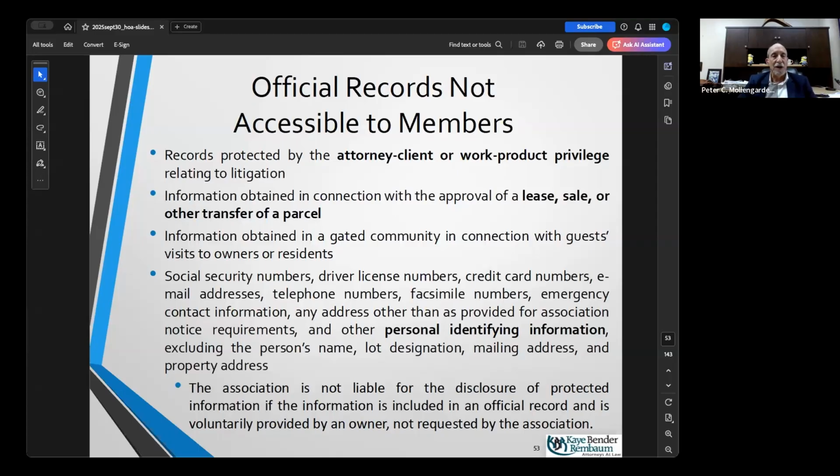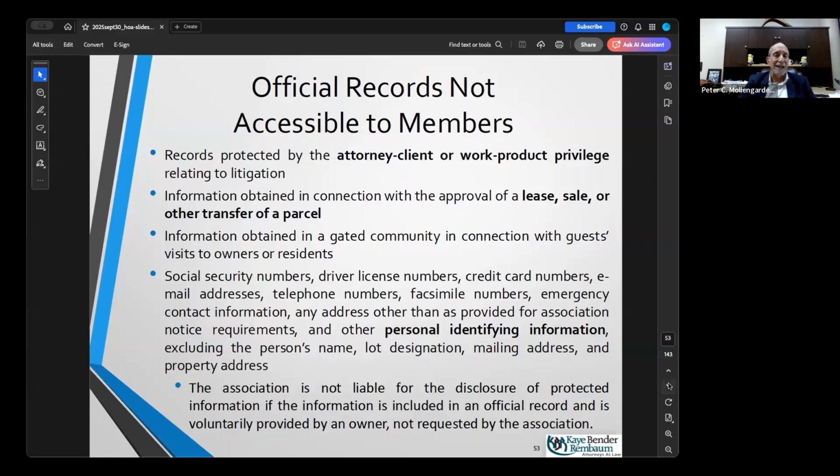Social security numbers, driver license numbers, credit card numbers, email addresses, telephone numbers, fax numbers, emergency contact information, any address other than as provided for association notice requirements, and any other personal identifying information, not including the person's name, lot number, mailing address, and property address. So you'll notice that includes phone numbers and email addresses. All that is privileged and not accessible. Again, this does not include the email and fax numbers that owners provide for notice purposes that they've agreed to in writing that the association uses for notice purposes.